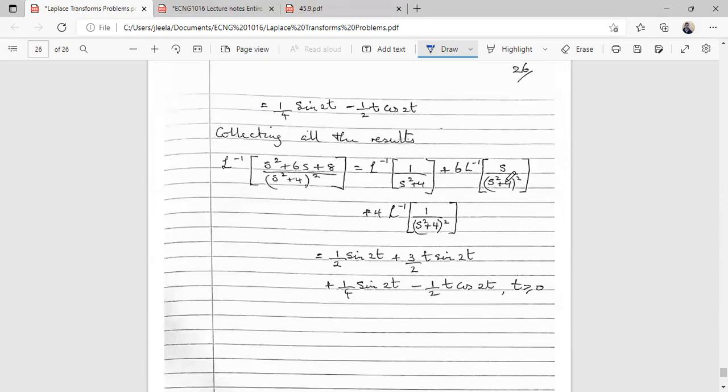So now you're collecting all the results. The Laplace inverse of the first part here was a half sine 2t. Remember this one with the 6, the Laplace inverse of s over (s squared plus 4) all squared, this one was 3 over 2 t sine 2t. And then the 4, the Laplace inverse of 1 over (s squared plus 4) squared, is what we got here: a quarter sine 2t minus a half t cos 2t.